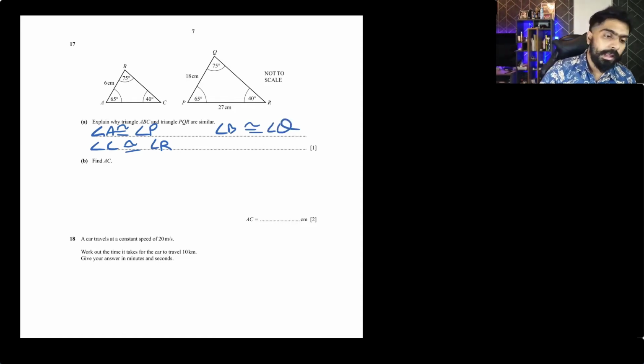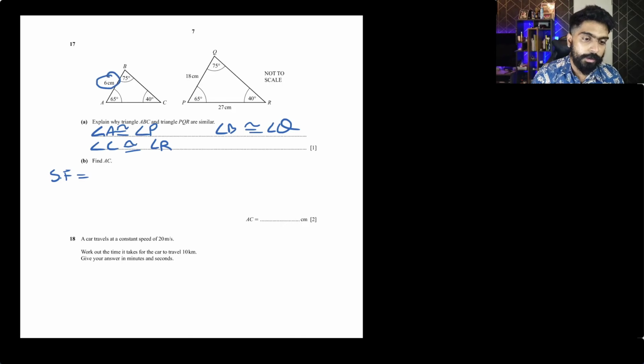All right, now for finding AC, we know that these two triangles are similar, so let's go ahead and find the scale factor. We take a look at the given sides that we have, and we need to find AC, so let me take this as X. So let's find the scale factor first. We take the corresponding sides and write them as a proportion, so 6/18, which is 1/3, right guys, 1/3.